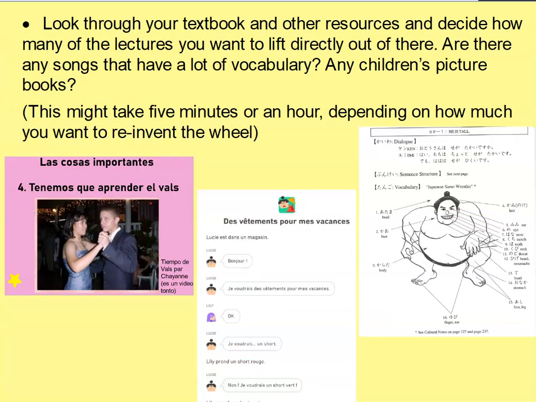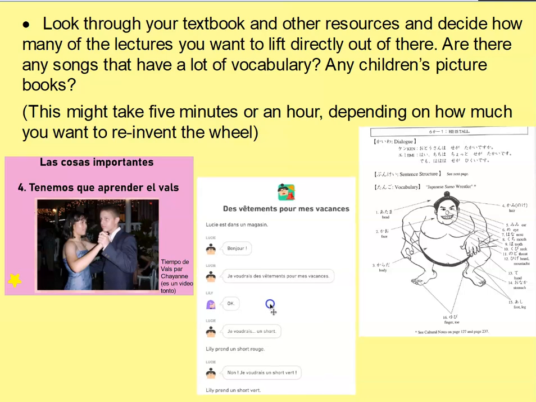And then I look through my textbooks again and my other resources and decide how many of the lectures I just want to lift directly out of there. All right. This was Realidades, which is now Auténtico. I didn't lift it directly out of there, but I did simplify the language because I was doing this with my first year students, and this is actually from the second year of the textbook. So, it took me a little bit of time to make it a little more simple.